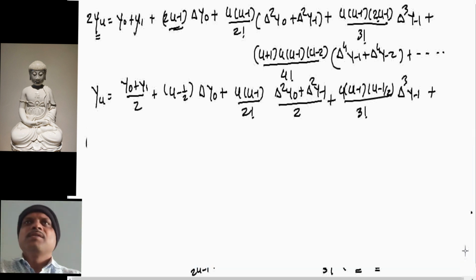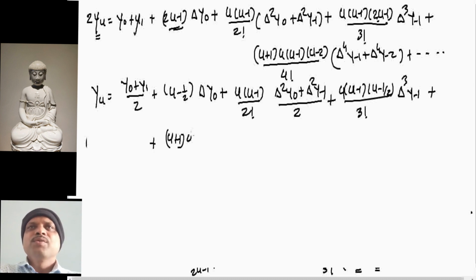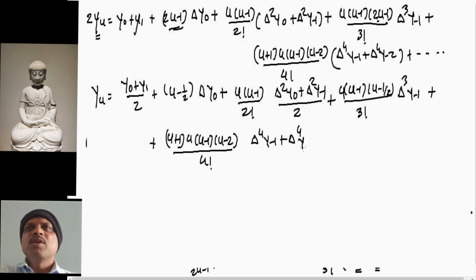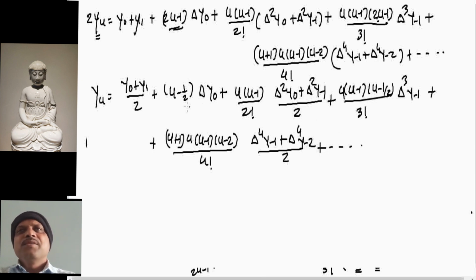The next term will be plus (u plus 1) into u into (u minus 1) into (u minus 2) divided by 4 factorial into (delta raised to 4 y at minus 1 plus delta raised to 4 y at minus 2) divided by 2, plus like this. Whenever there is an odd term, look at this, we have the factor u minus 1 by 2, and whenever there is an even term, here 2 factorial, 4 factorial, there is no u minus 1 by 2 as a factor.